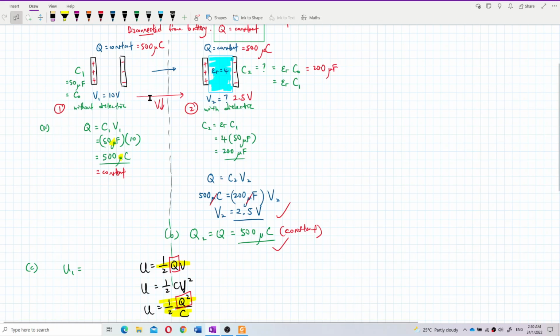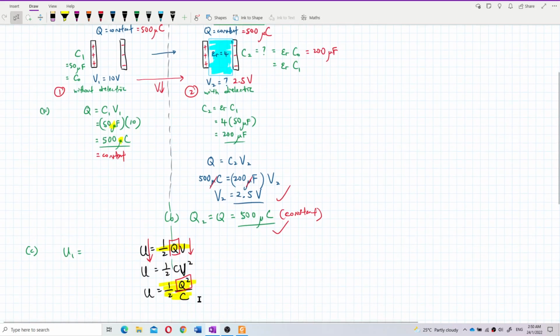From 10 volt become 2.5 volt. So that means the voltage decreases, so the charge torque decreases. I can predict that the charge torque decreases because the voltage decreases. Or if you want to use the third one, also can.